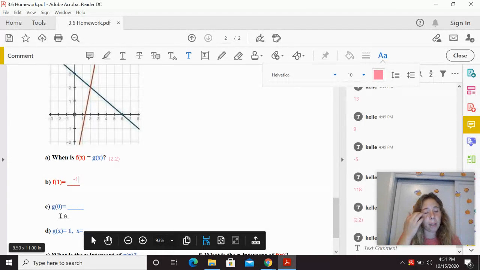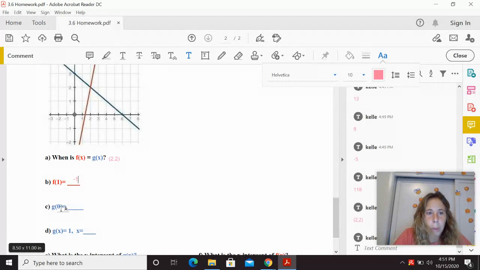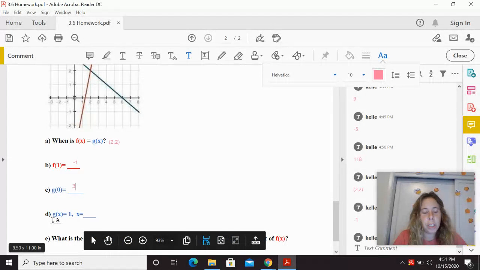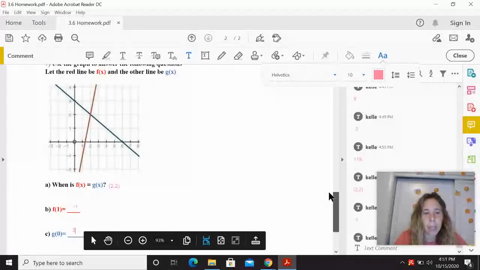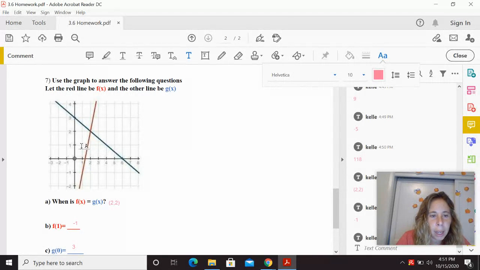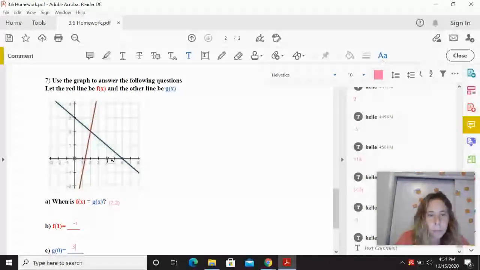So we're looking at the other line. When x is 0, what is y on the blue line? When x is 0, it is 3. That's also the y-intercept of g of x. All right, this time they're telling me g of x equals 1, what is x? So now they're telling you my y value is 1, what is x? We're looking at the blue line. My y value is 1, x is 4.